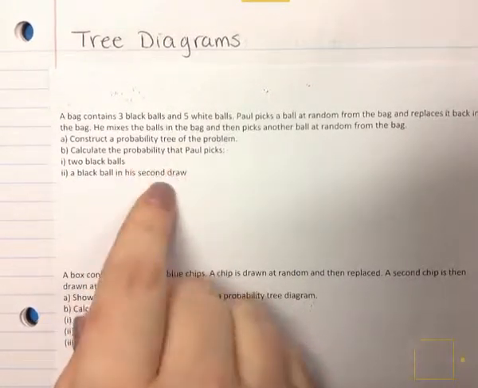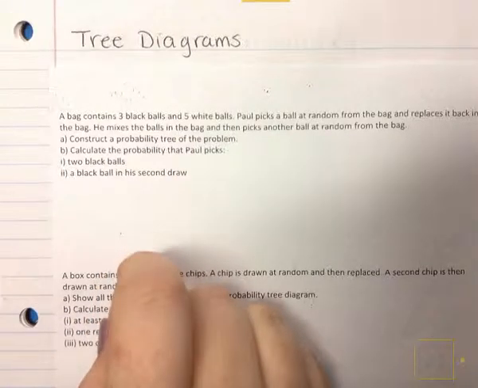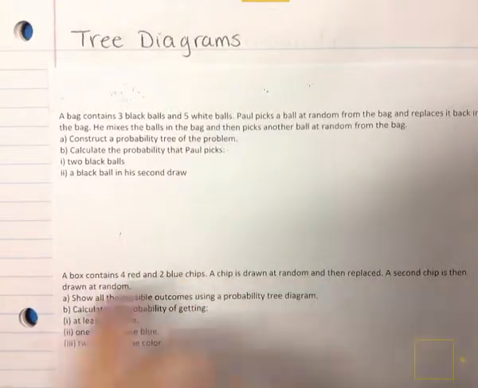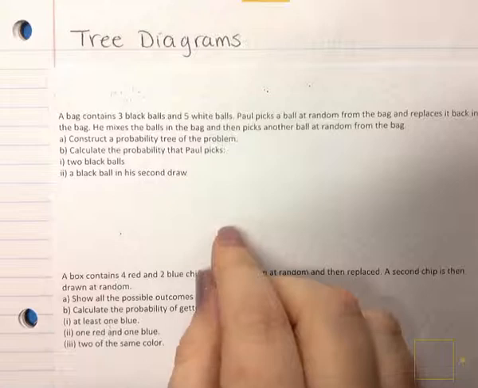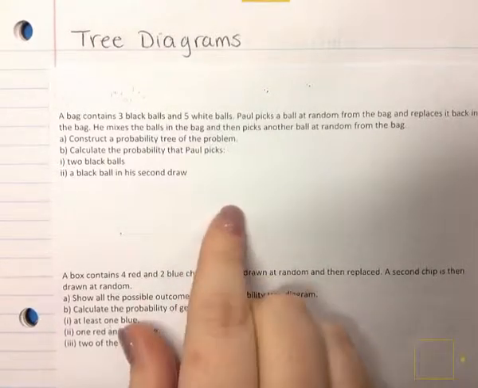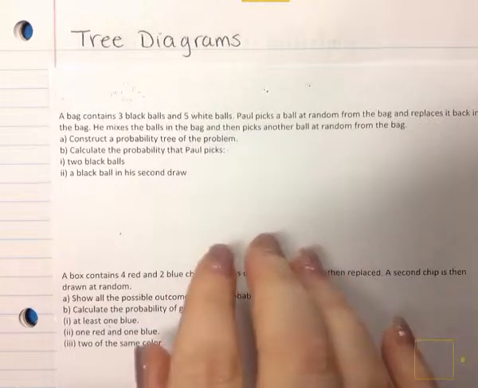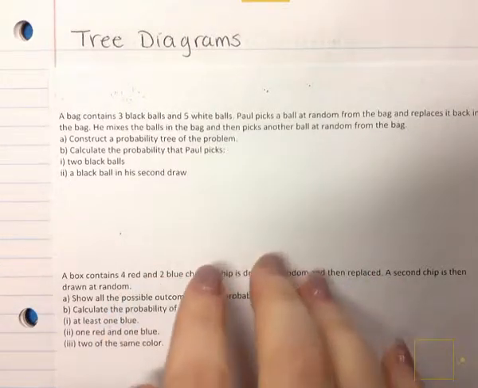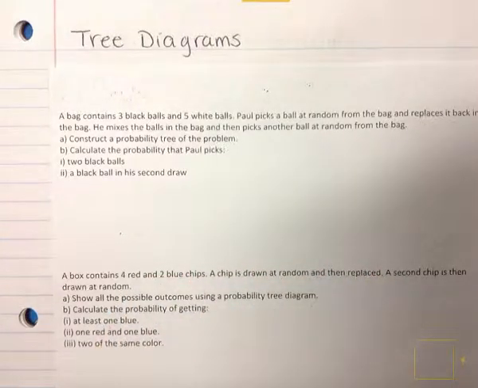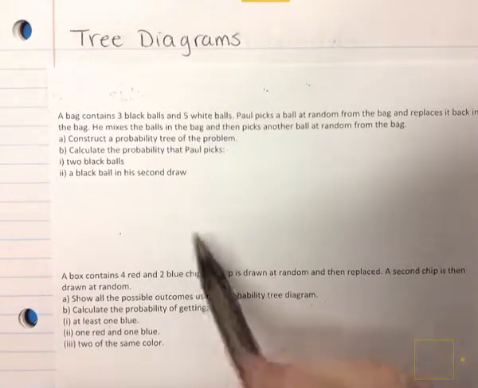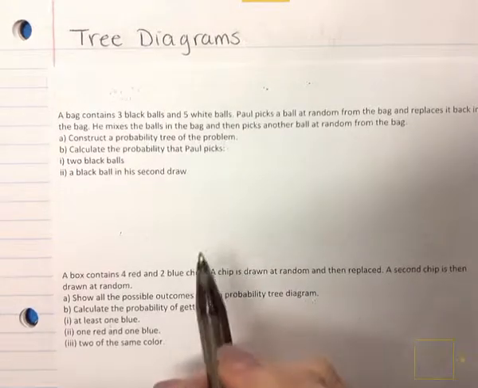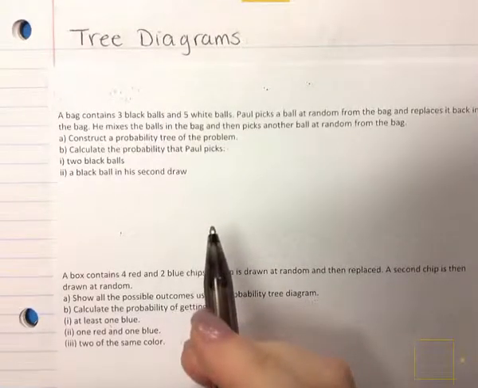So what's happening here is we actually have multiple events instead of just picking one ball. So he's picking out 2 different ones. So a tree diagram will help us be able to organize exactly what he gets on his first draw, what he gets on his second draw, and then we can determine how many times he gets a black ball, how many times he gets a white ball, what the chances are of it happening.